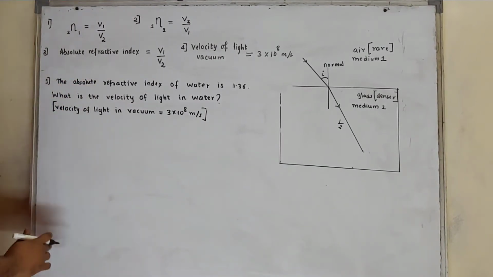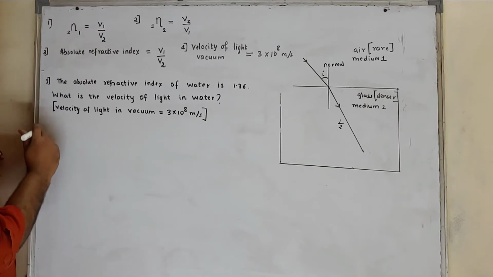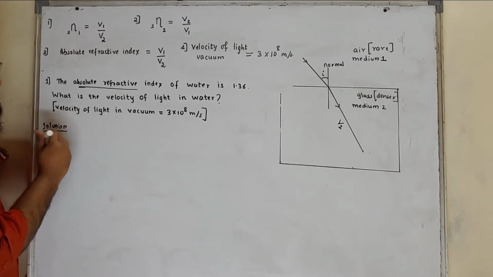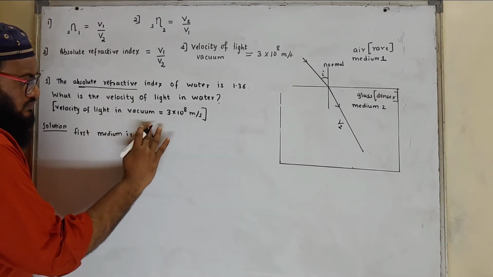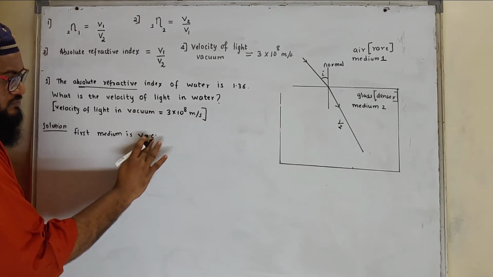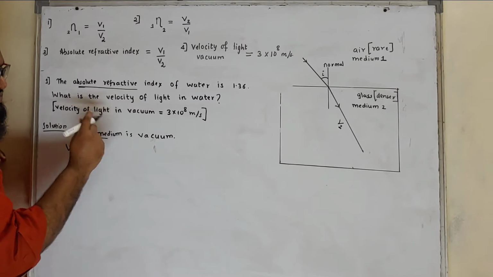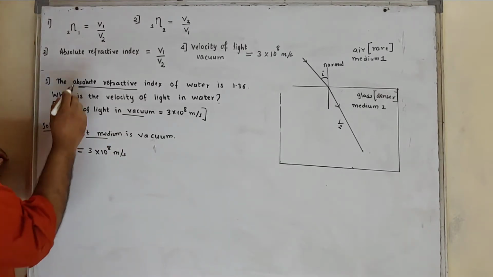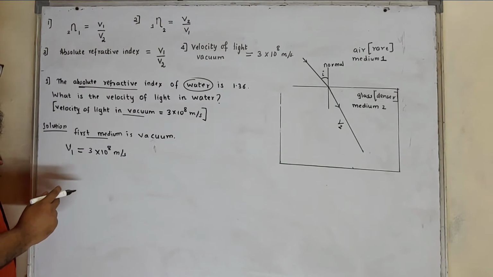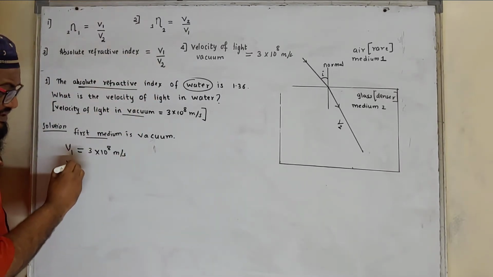So absolute refractive index of water is given as 1.36. Absolute refractive index means, the first medium is vacuum, so first medium is vacuum means V1. What is V1? V1 is velocity of light in vacuum, that is 3 into 10 raised to 8 meter per second. What is the second medium? Water is the second medium. What is the velocity of light in water? That means they are asking V2.